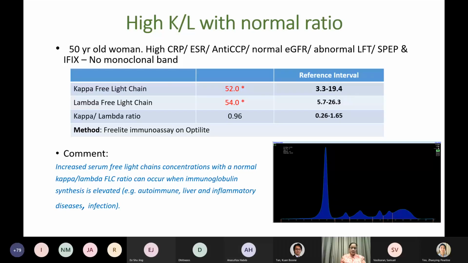Therefore, we included this comment on this report because she had a few inflammatory markers. So we don't know the clinical notes, but most probably the high kappa and lambda concentrations are due to either autoimmune condition or her liver problem or any other inflammatory disease.